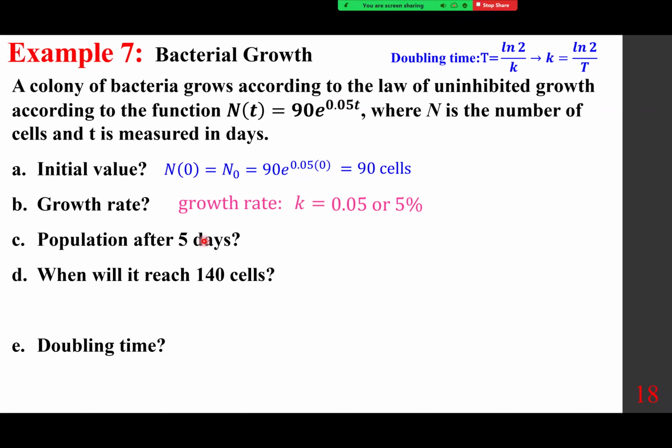Population after 5 days. Well, into this formula, we are going to replace the t with whatever they gave us, which is 5. And you put that into a calculator and you round it to the nearest whole number, 116 cells.